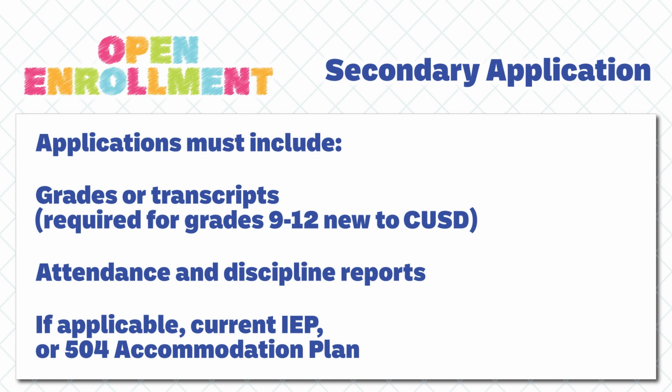For secondary students, applications must include grades or transcripts required for grades 9 through 12 new to CUSD, attendance and discipline reports, if applicable, current IEP or individualized education plan, or 504 accommodation plan. Submit your application via email to the school's registrar or Office of Secondary Education. Contact information and submission instructions are available on the CUSD website.